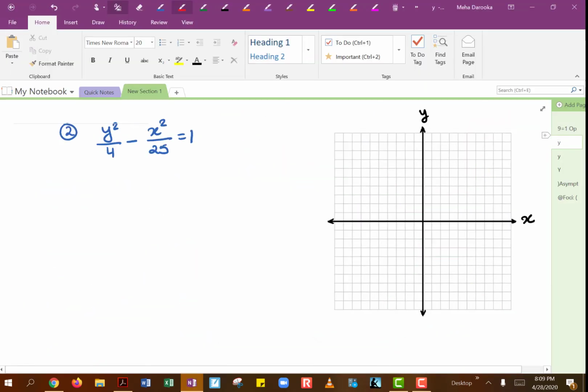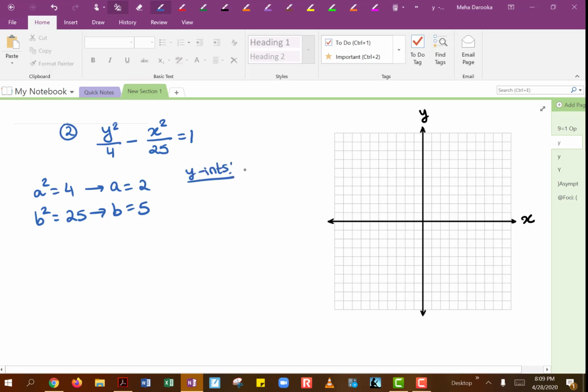Alrighty, so again the value underneath y square will give you the y-intercepts. The value underneath the x square will give you your x-intercepts, but in this case my first denominator is still going to be a square, which is 4, which means a equals 2. My b square is the second denominator, which will be 25, which means b equals 5. And from the a value, we are going to get our y-intercepts. So the y-intercepts will be at (0, a) and (0, negative a). So they are going to be (0, 2) and (0, negative 2).